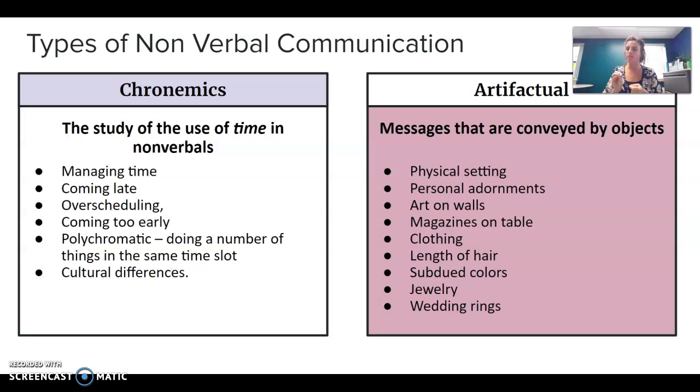That kind of sums up chronemics. It's one of those things that isn't necessarily on your body or part of your body movements, which we'll talk about in a little bit, but it's definitely a nonverbal piece that you need to consider.